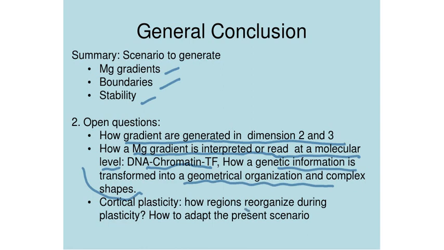Cortical plasticity: how regions reorganize during plasticity. This is also quite interesting because obviously brain activity-dependent processes can modulate neurons and probably again affect either the gradient or the expression, the local position of neurons by pruning. This is still something that has not been much modeled.